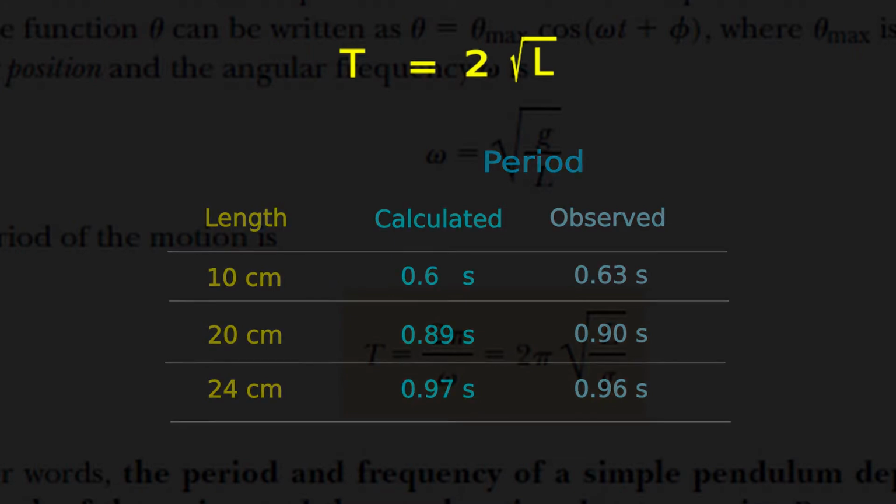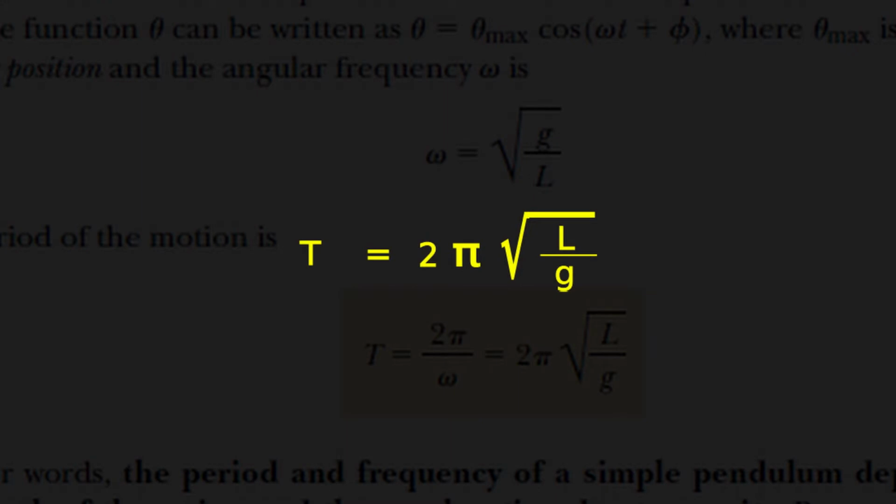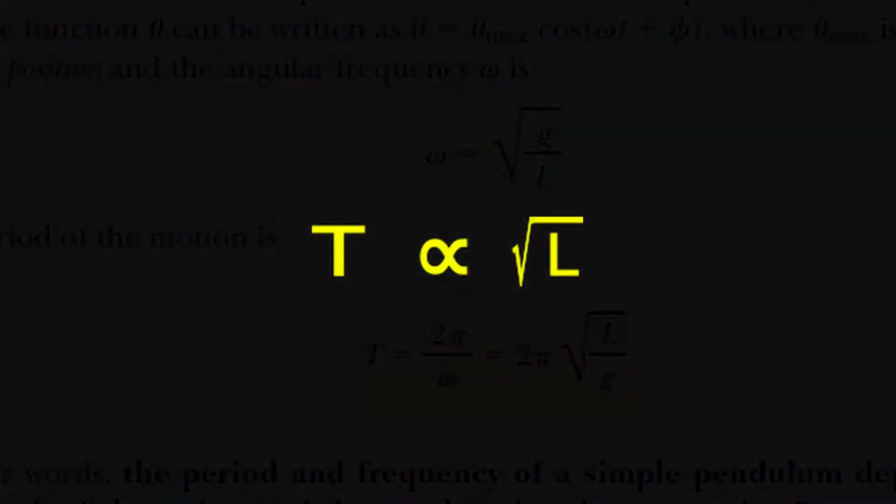Mass of the pendulum does not figure in the formula. With pi and g constant, the period of the pendulum is proportional to the square root of the length.